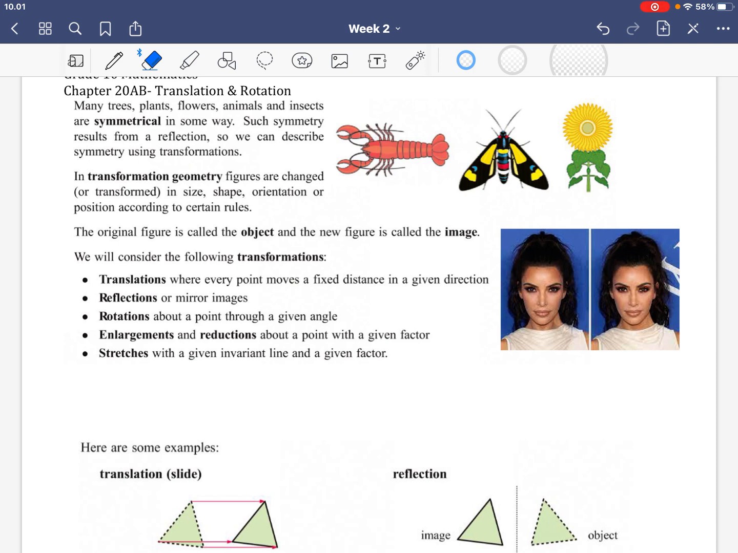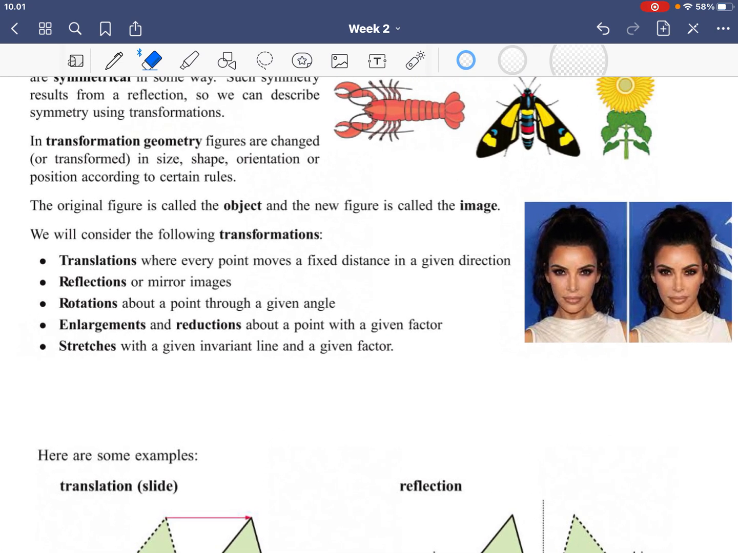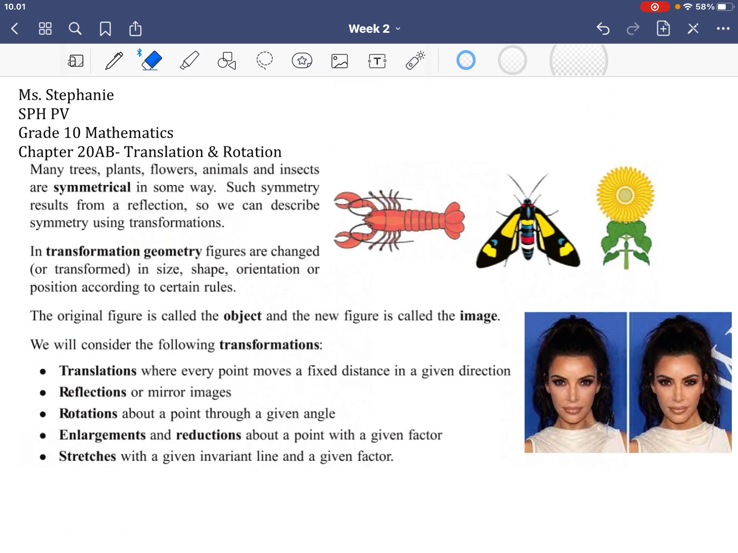So before you do any transformations to a shape, it is called an object. But once you have translated it or rotated it, it becomes an image. Anything else that's not the original is an image. We'll consider the following transformations. We're gonna talk about translations, reflections, rotations, enlargements and reductions, and stretches.